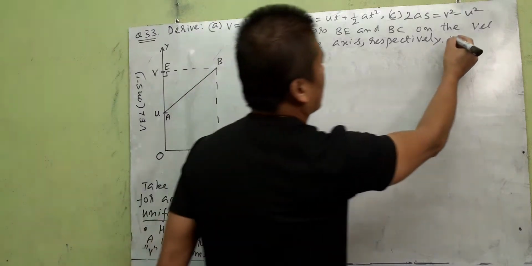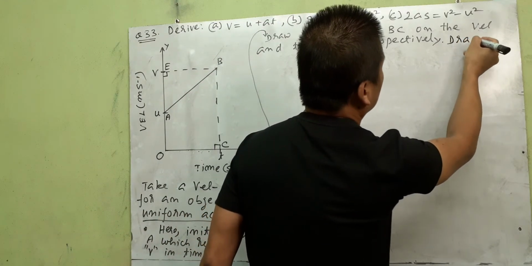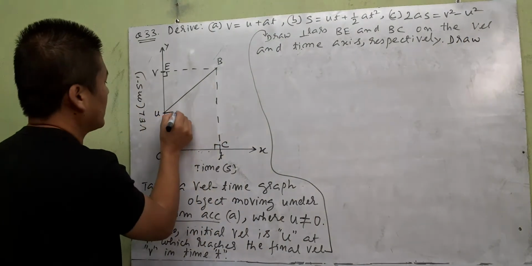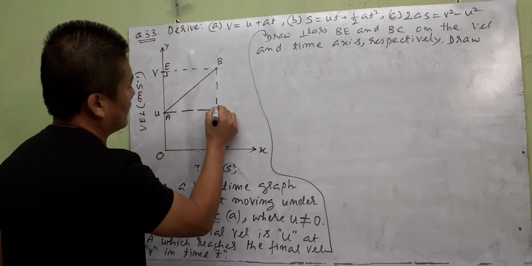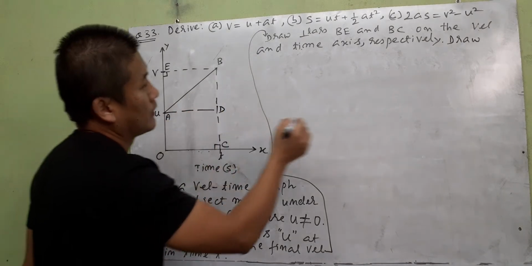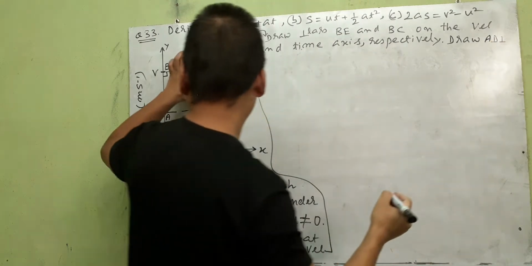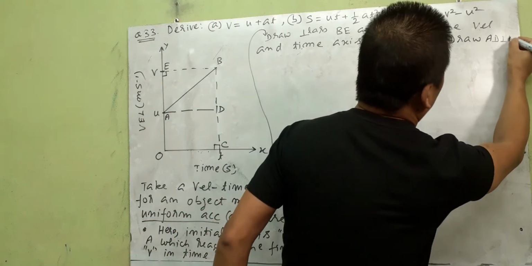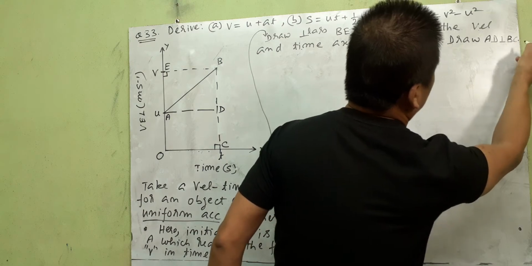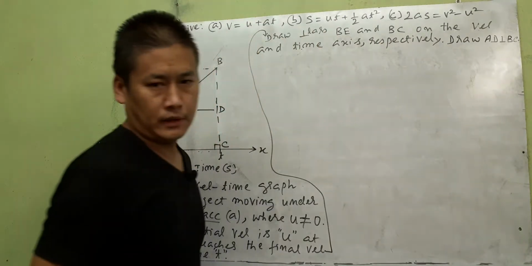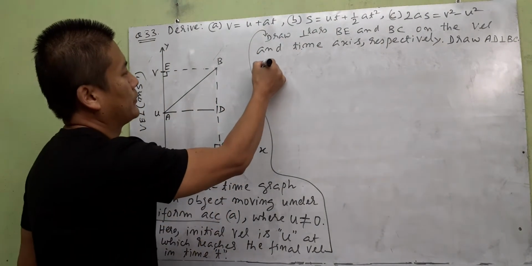Then finally draw this one. From here you draw another perpendicular, let us say here AD, perpendicular to this one here, BC. So this is our final construction. Having done this, we'll start the proof for A.